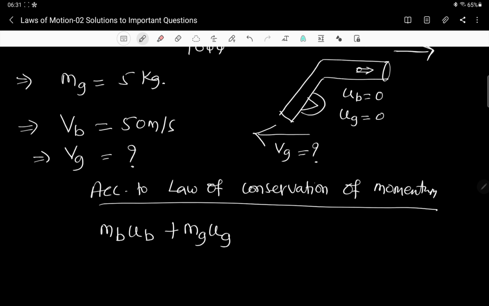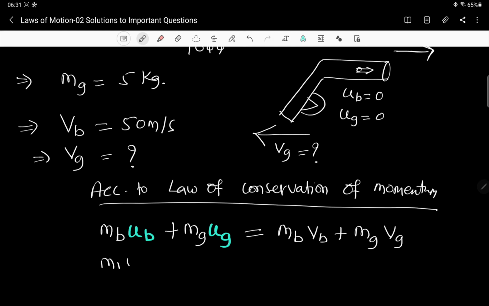Are you understanding? So definitely this will be 0. Why is it 0? Because the bullet and gun both were at rest, so these become 0. So the total becomes 0. Then afterwards, the mass of the bullet remains the same, final velocity of the bullet is vb, plus mass of the gun mg, and final velocity of the gun is vg.